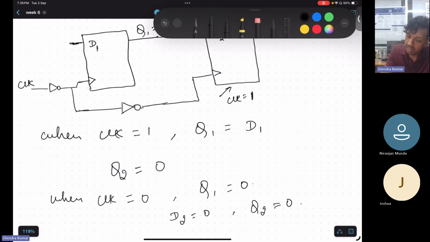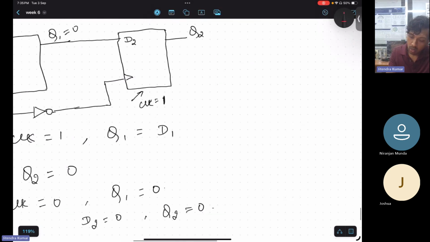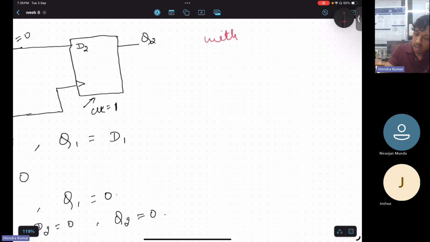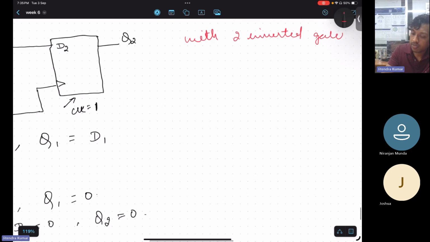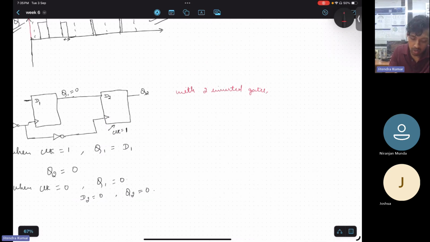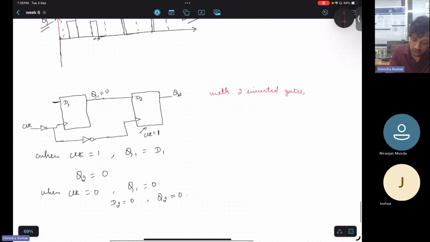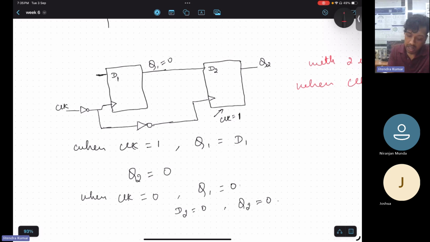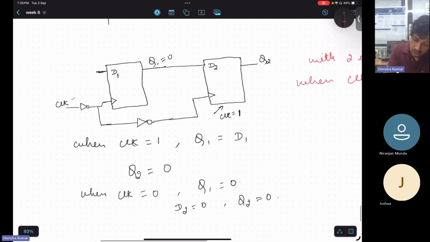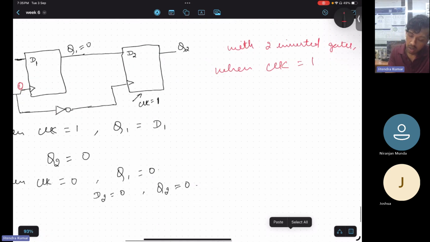Now what will happen in the second case with two inverted gates? Now your output will be 1 for some amount of time. So when clock is 1, then this clock is 1, then this will be 0, and then Q is equal to previous, right? Q1 will be equal to previous.